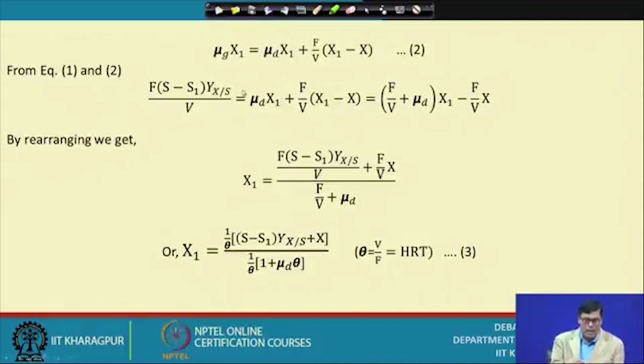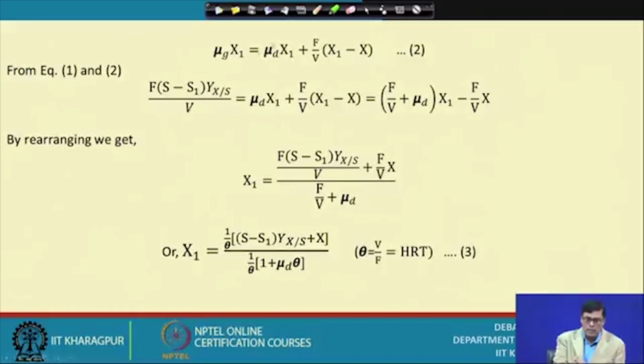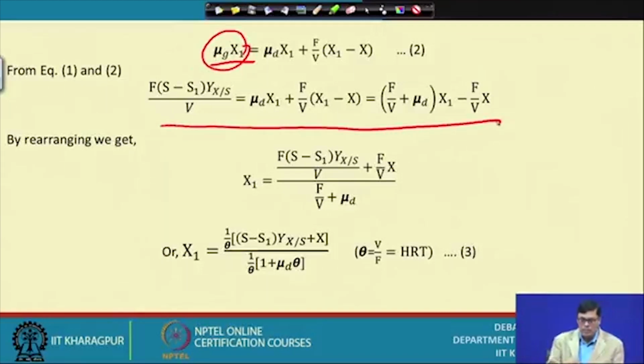And then from equation 1 and 2, if you look at this equation, we have written in this form the mu g into x1, and from this equation we also find the expression for mu g. So, one or two, that one side is the same, so we can equate the equations and we will come across this equation. And then this equation you can use to find out the value of x1.